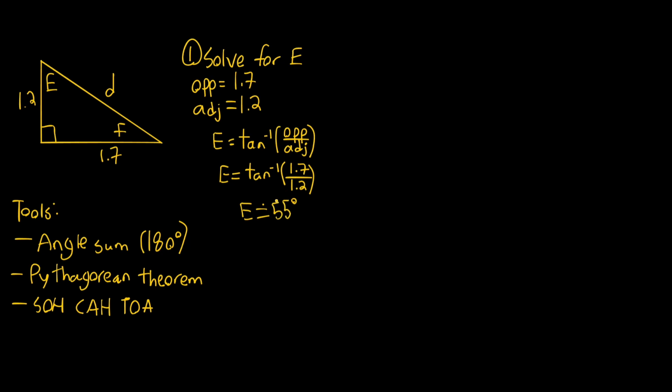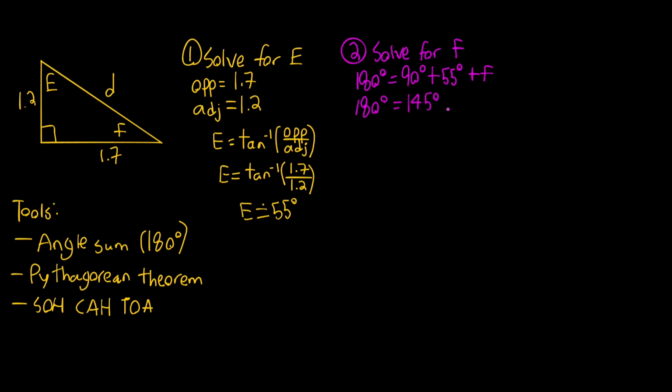So from here, what I can do is go ahead and solve for the angle F. I'm just going to switch up my color to solve for F. And we can just use the angle sum to do this. So 180 degrees is equal to 90 degrees plus 55 degrees plus the angle F, right? 90 degrees because of the square there, and 55 degrees because of this angle E that we just solved for there. So that's going to give me that 180 degrees is equal to 145 degrees plus F, or that 35 degrees is equal to F.